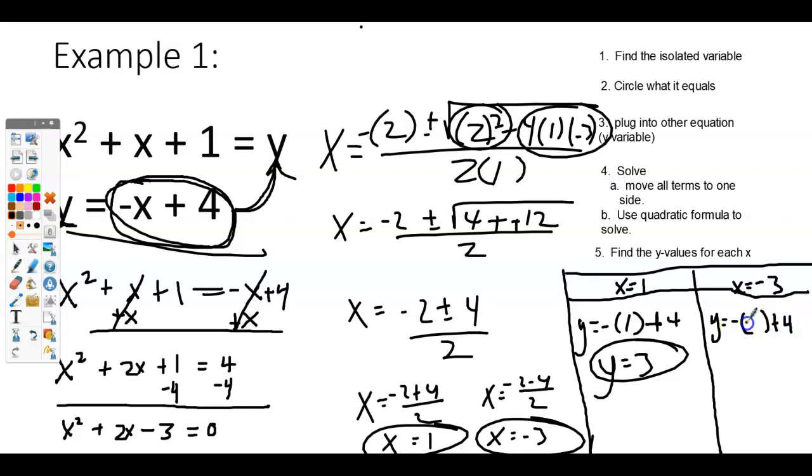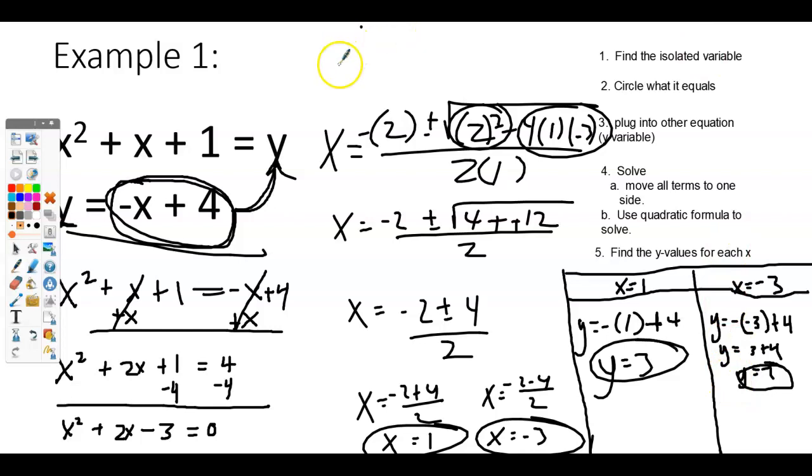In this case, we're plugging in a negative 3. And the double negatives become a positive. We have 3 plus 4, which is 7. In this case, we get y equals 7. And you can leave your answer like this. It's just these 4 variables circled.